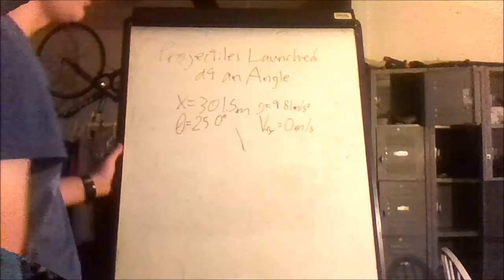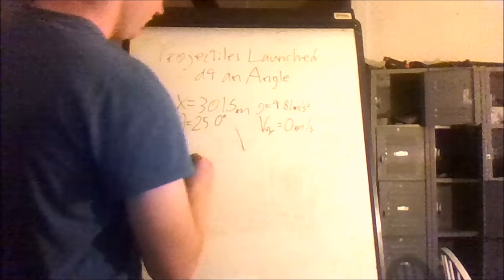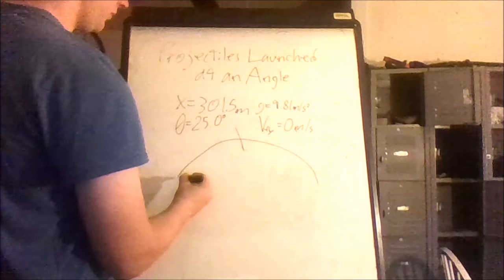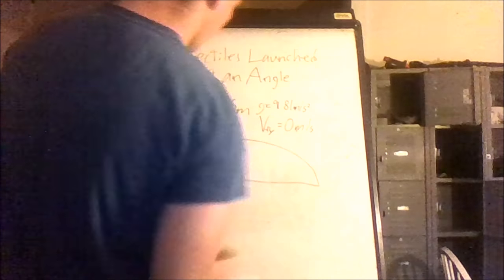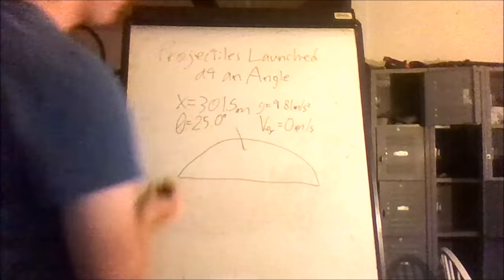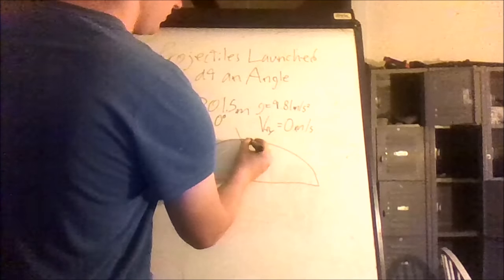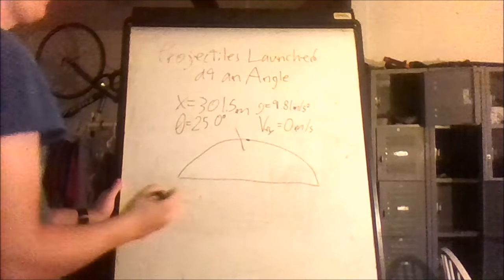Alright, so let's say we have a golfer, and he hits a distance of 301.5 meters. I have no idea if that's great enough. So obviously the maximum height is going to be here, and that's what we're going to find out today. We want to know how high he hit.